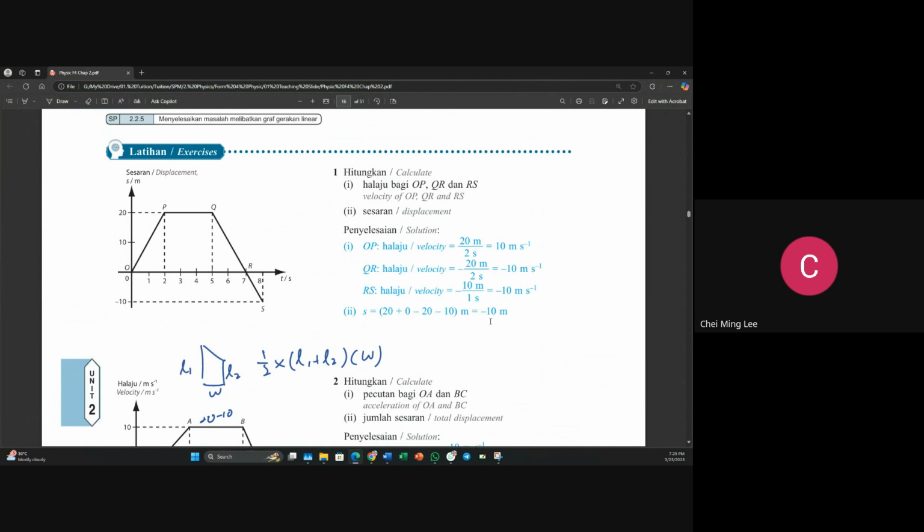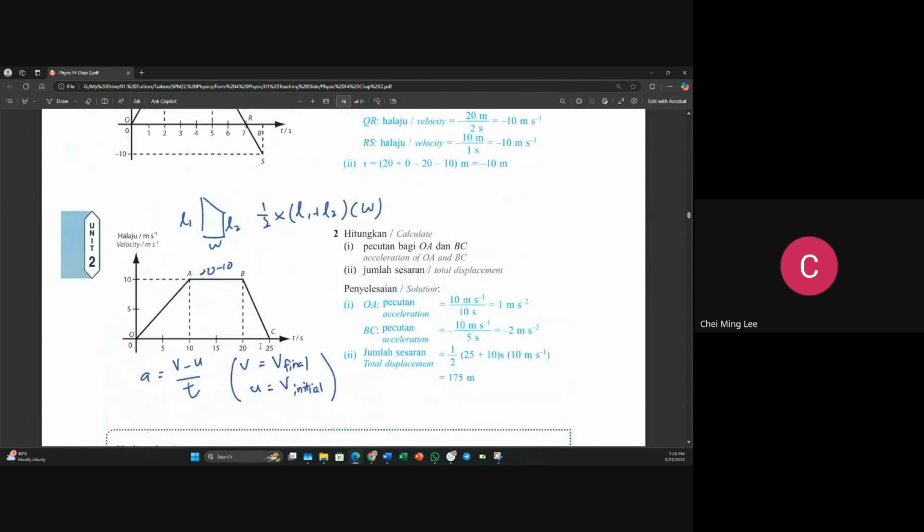So what does negative 10 mean? It means that it moved in the opposite direction, 10 meter away from the origin. Okay, the original point.